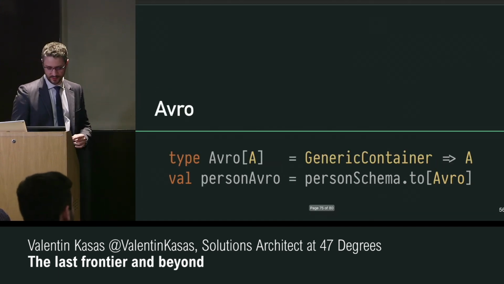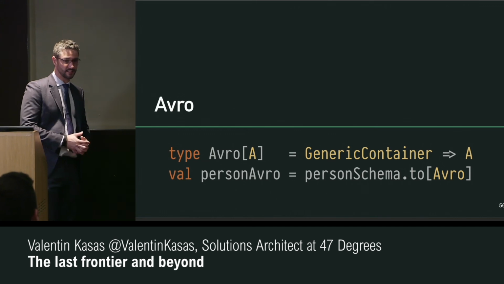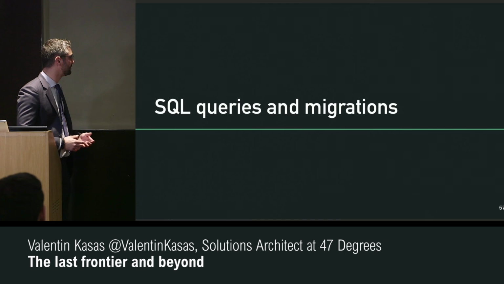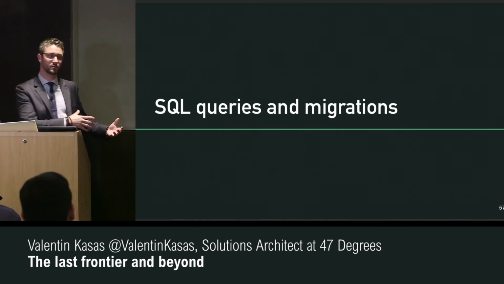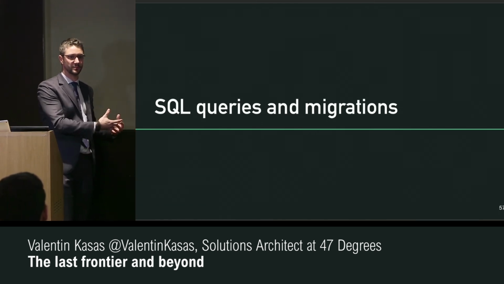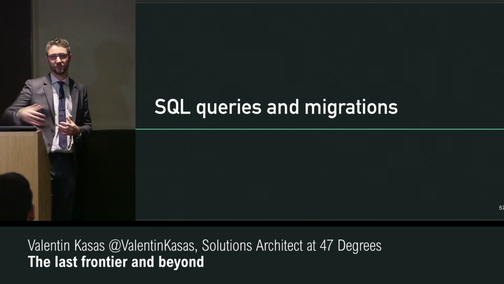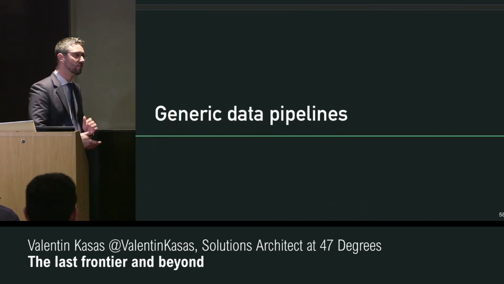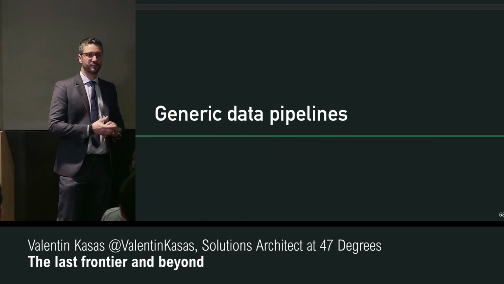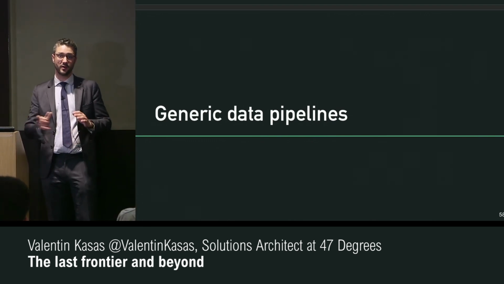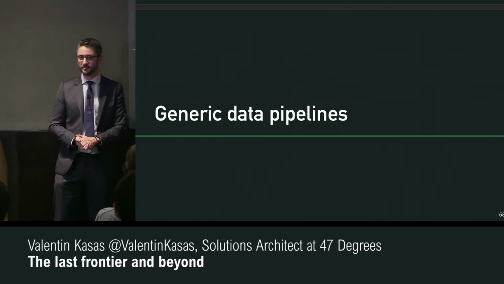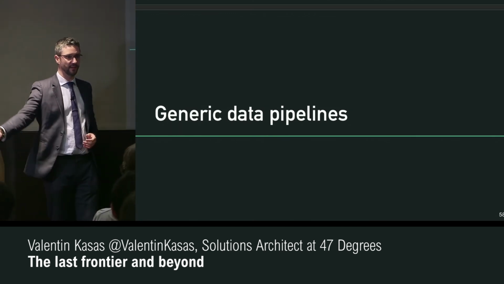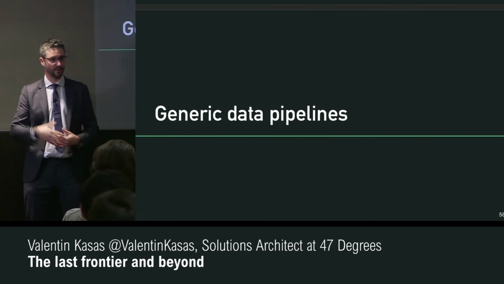You can have Avro formats from a schema. You can have SQL queries and migrations. You could translate the migrations you've written in terms of migration in Scala into SQL scripts to migrate your database as well. And you could even go completely crazy and have fully generic data pipelines without any case class, just schemas. You define schemas of your data, and you have many things for free, parsers, transformers, and so on, without defining any case class.